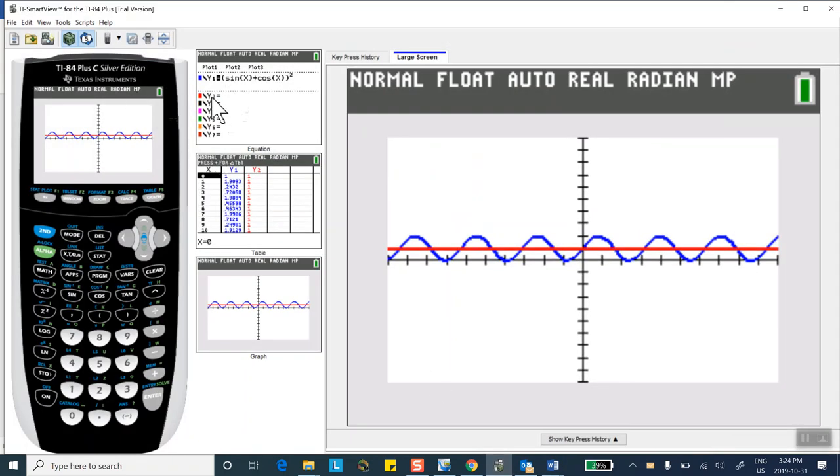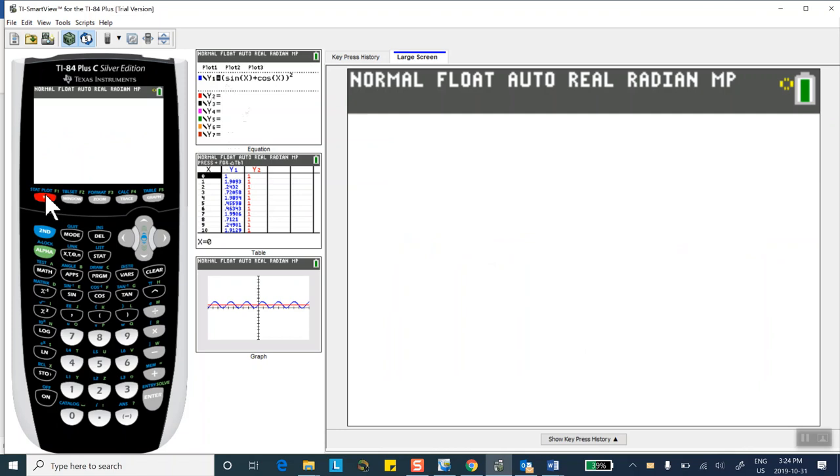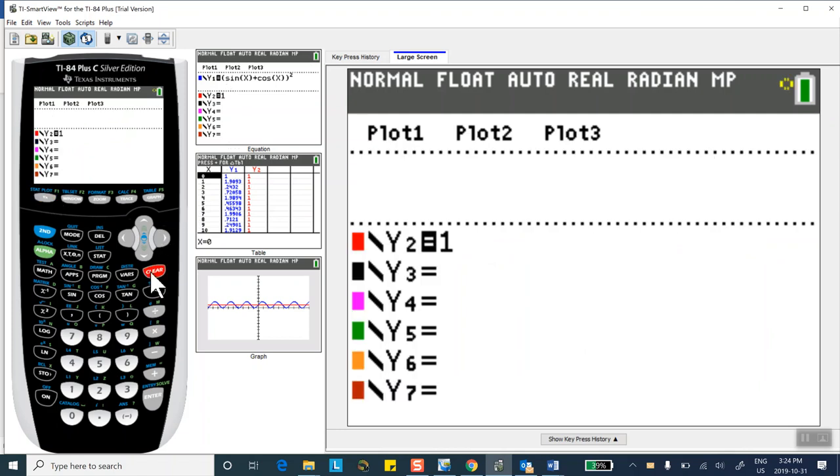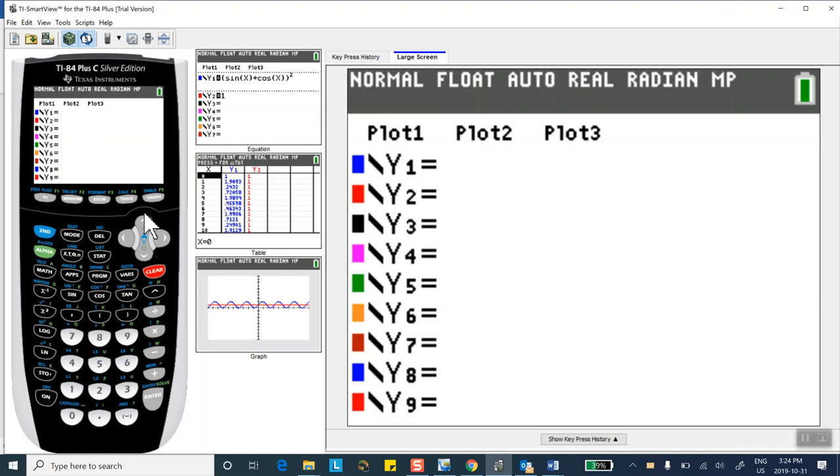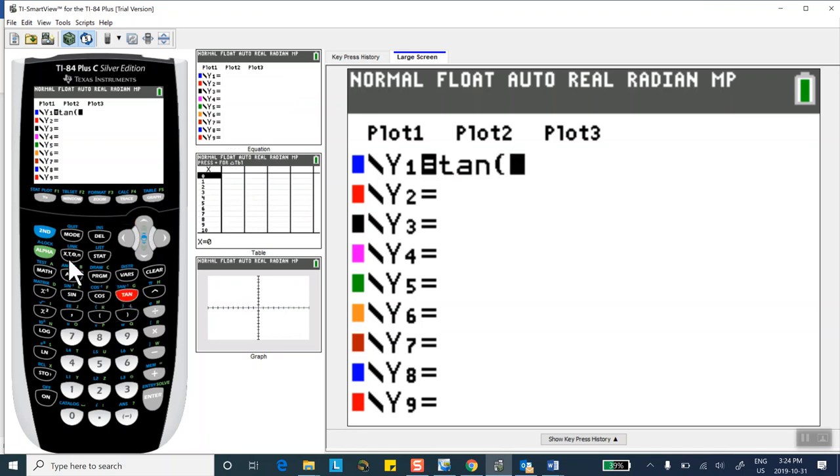Clear these things. Clear these. Go to our function definition. Clear these. Clear the next one. And let's go plug it in. My first function is tan of x, parentheses, times, parentheses, 1 plus sine of x, close it, and close it, and close it.